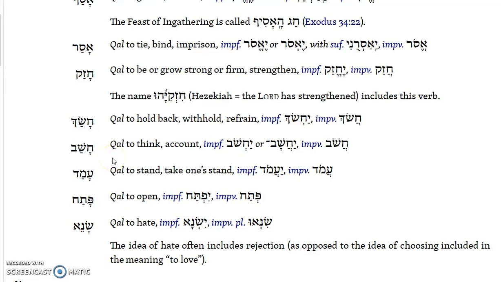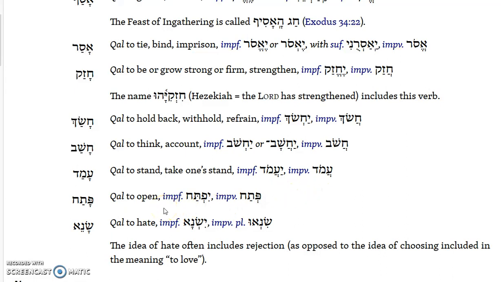And then you have chashav, which means to think or to account. And again, this one ends up with a shva under the first consonant when you make it imperfect. Or if you put a maqqef after it, making one accent on the two items, you will go all the way down to the hataf patah. So you get yachashov, whatever follows, if you move the accent downstream. And then the imperative form does have the hataf patah. Amad, to stand or to take one's stand, has that hataf patah in the imperfect and in the imperative.